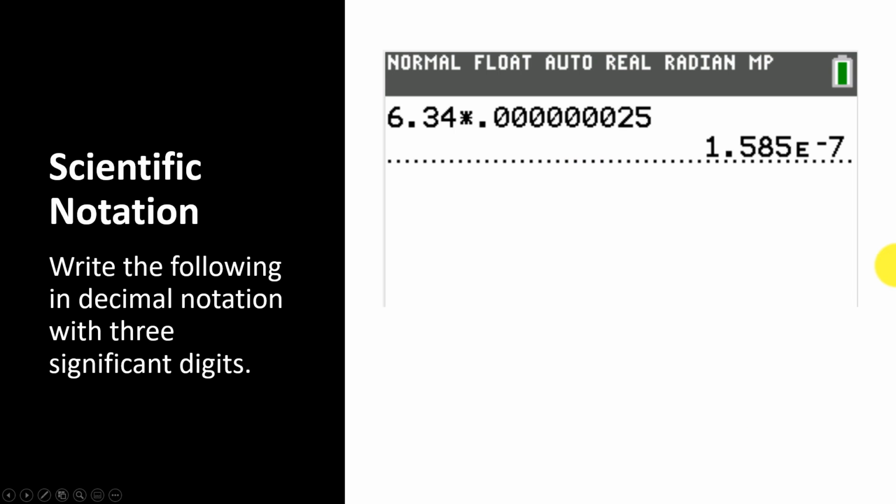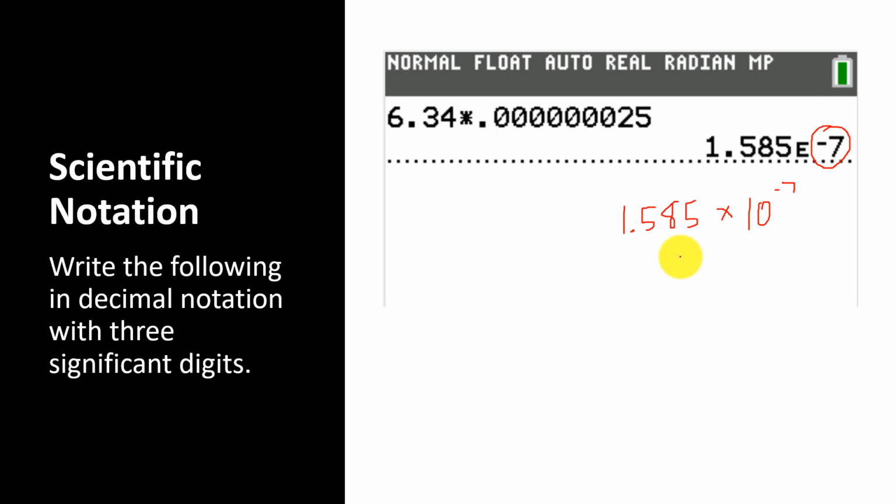Here's an example. Write this value from this technology output in decimal notation, or sometimes that's called standard notation, to 3 significant digits. The first thing that we want to know is, okay, this is the power. So this is 10 to the negative 7 power. And we are multiplying that by this number, 1.585.